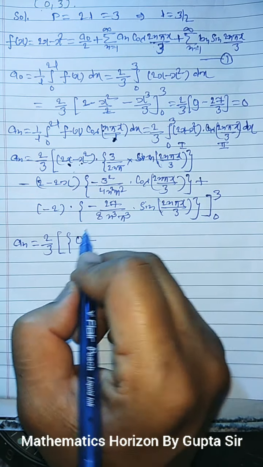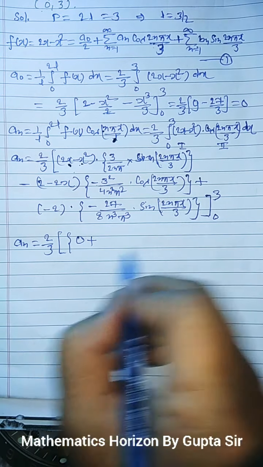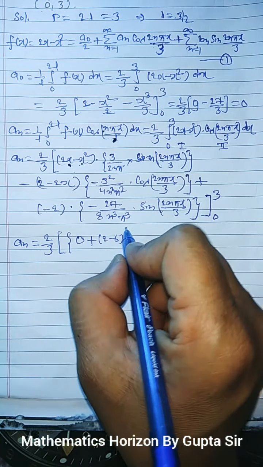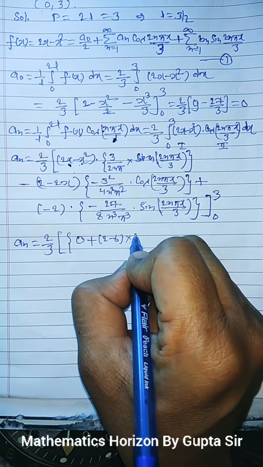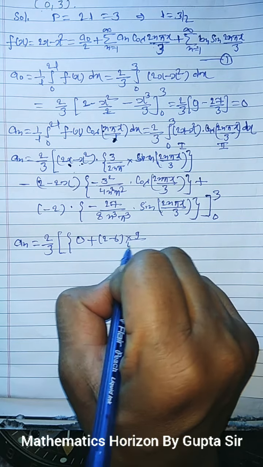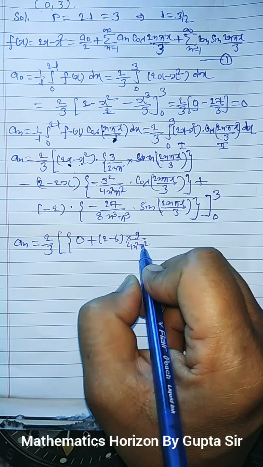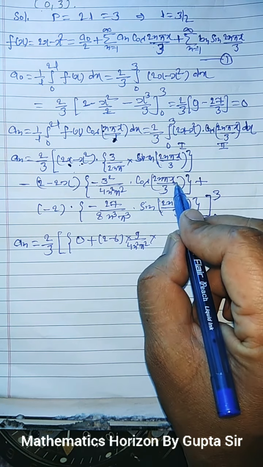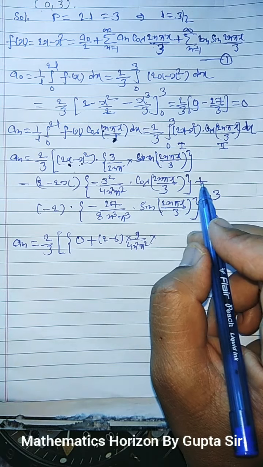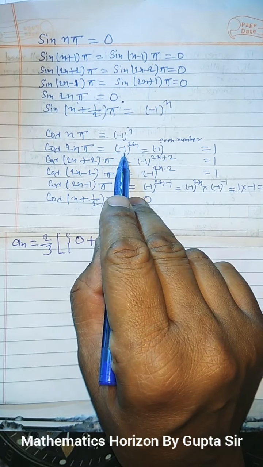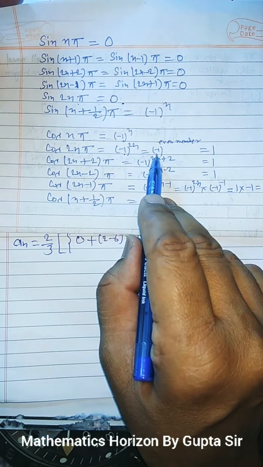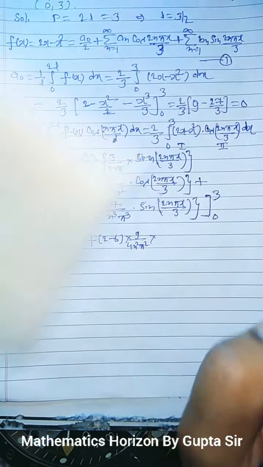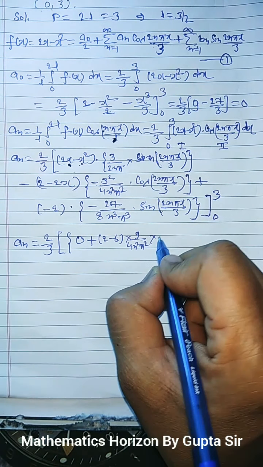This minus and this minus will be plus. Now here we have 2 minus 6. Here we have 9 upon 4 n square pi square into, when we put x equal to 3, cos 2n pi. Cos 2n pi means minus 1 to the power 2n. That is minus 1 to the power even number means plus 1. Cos 2n pi is equal to plus 1. Here we write this equal to plus 1.